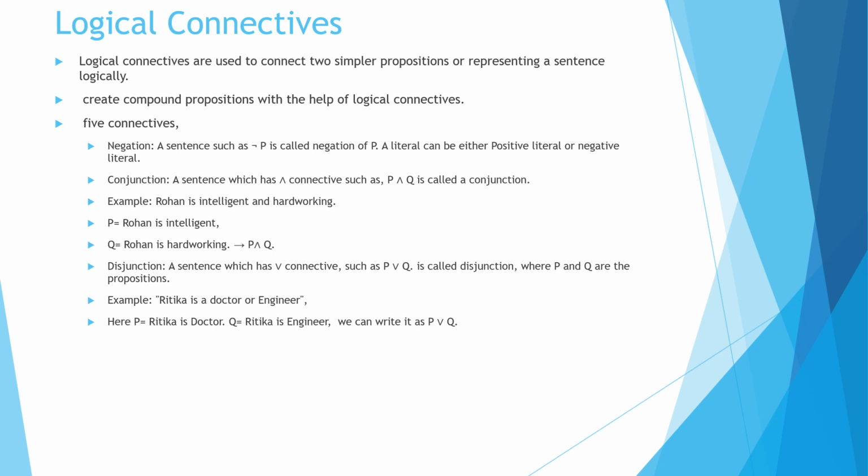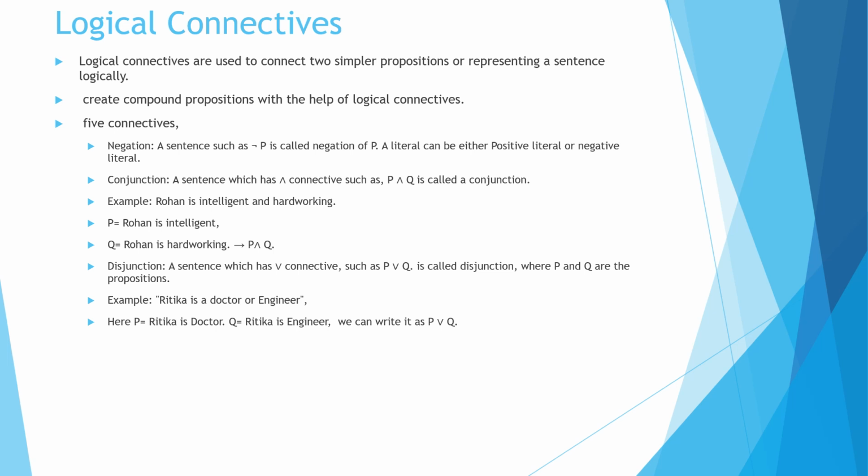So in the statement, we represent it with variables. The first statement we assign to variable P: Rohan is intelligent. And the second statement we assign to variable Q: Rohan is hardworking. So how will you write the conjunction statement? P and Q. So this is the conjunction statement.